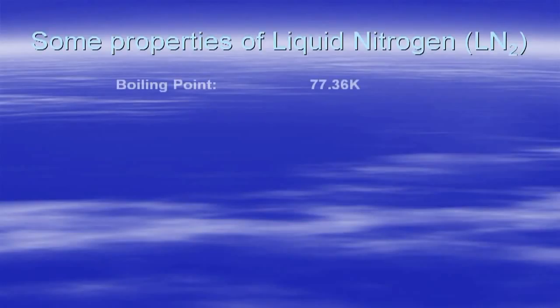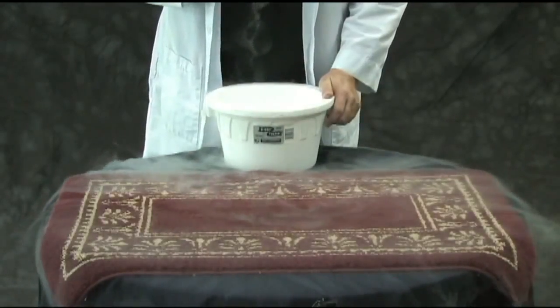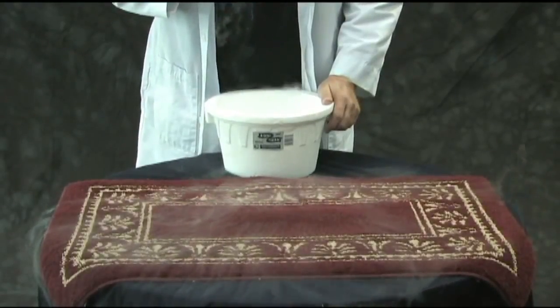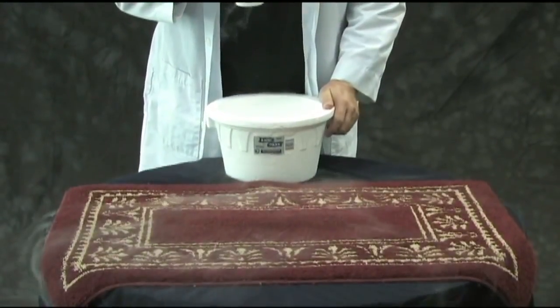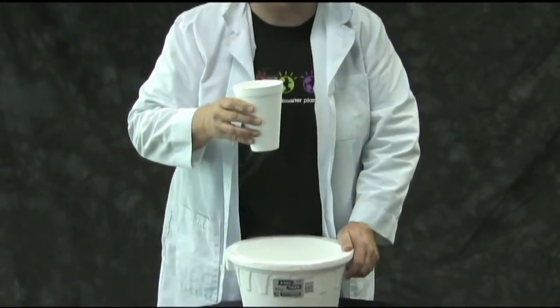Let's look briefly at some properties of liquid nitrogen. As I have mentioned several times, its boiling point is approximately 77 Kelvin at 1 atmosphere. Its melting point at 1 atmosphere is about 63 K. Its density is 0.8 grams per cubic centimeter. As you can see, the liquid nitrogen immediately evaporates. Now remember, room temperature is almost 200 degrees Celsius higher than the boiling point of liquid nitrogen.